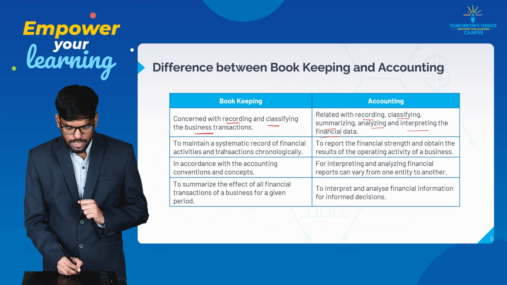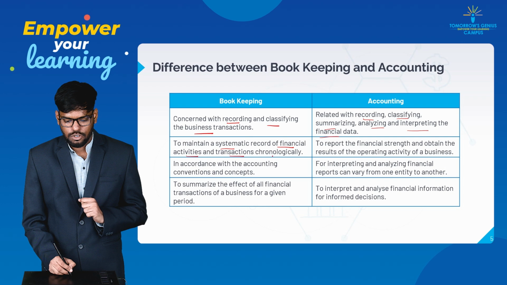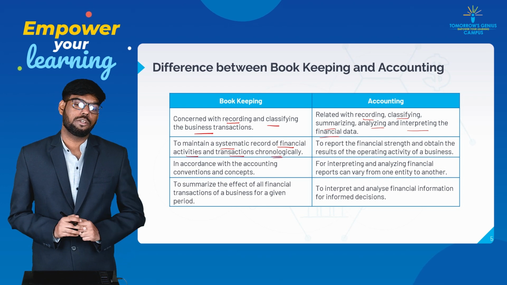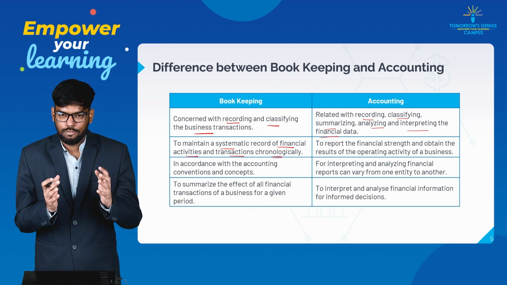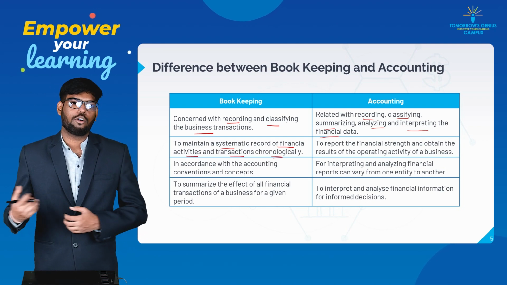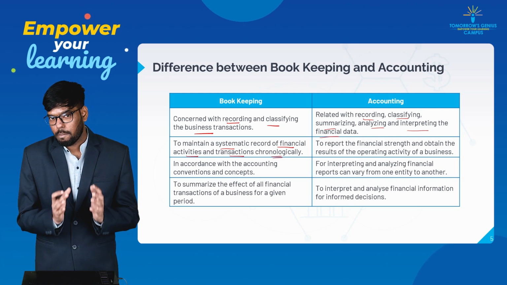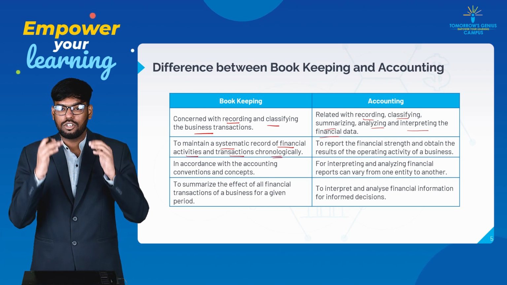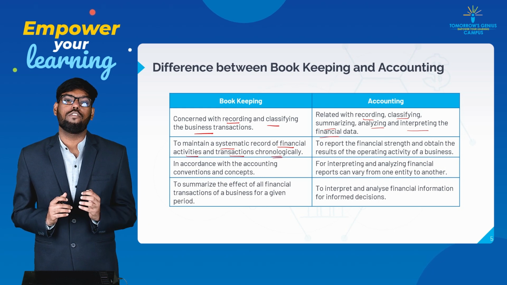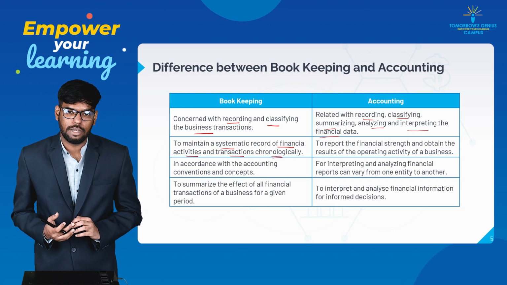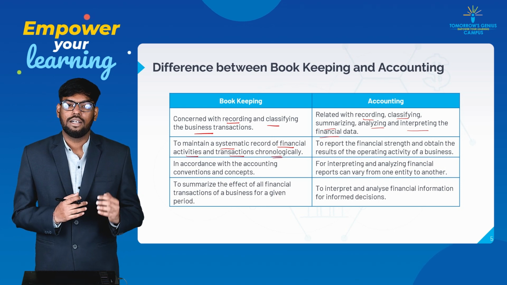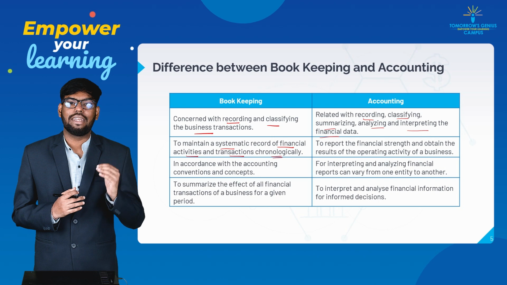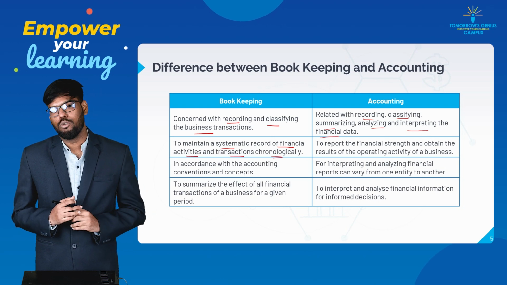Second point, to maintain a systematic record of the financial activities and transactions chronologically. So why is bookkeeping important? Without bookkeeping, I cannot do the accountancy work. First of all, I need to have a record. Without a record, I cannot do the accountancy work. So bookkeeping helps me have a systematic chronological order of recording. What is chronological order basically? Chronological order is nothing but recording of data systematically, day by day, right? So that is nothing but bookkeeping, right?